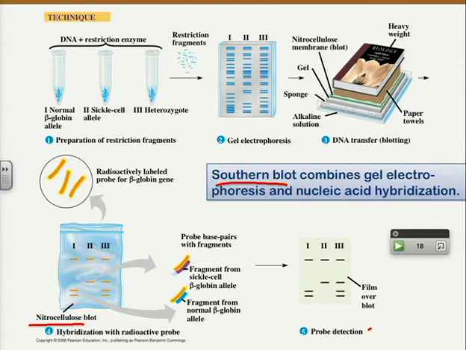Then you wash off the unbound probe and put your blot over a piece of film, and the radioactive probe will expose the film, and you'll see where your fragments are on your gel. So this is called a Southern blot because of Ed Southern, and this was a DNA gel followed by hybridization.